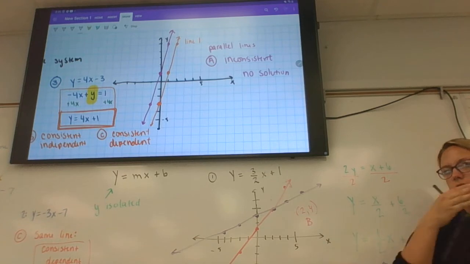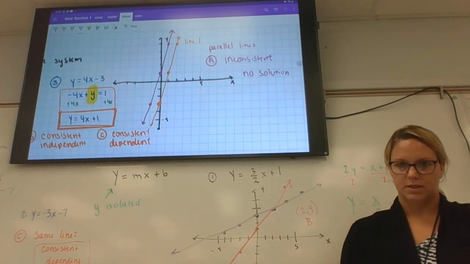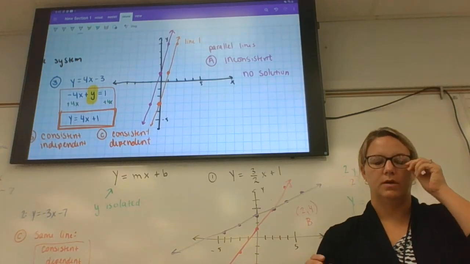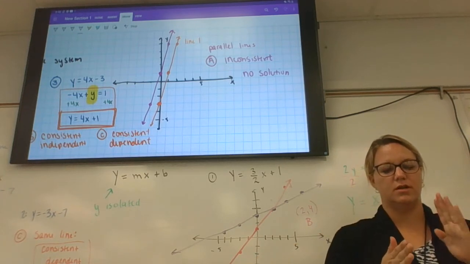Train tracks are not supposed to cross. The train would crash. Well, different sets of train tracks cross, but the left and the right never cross.